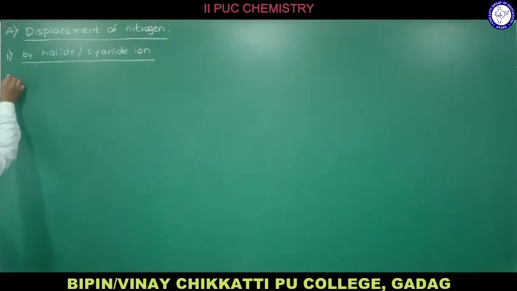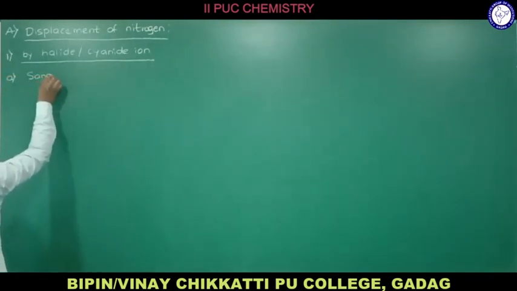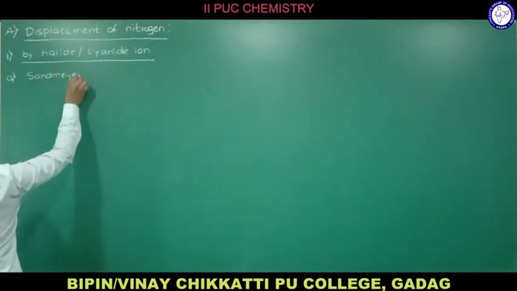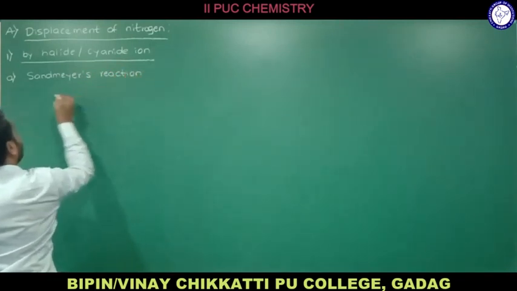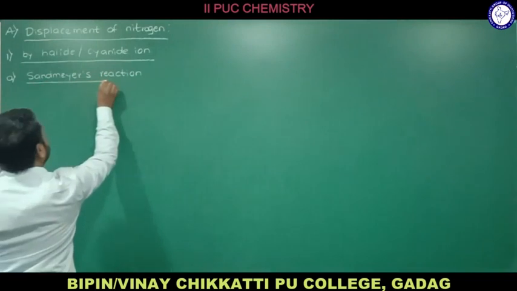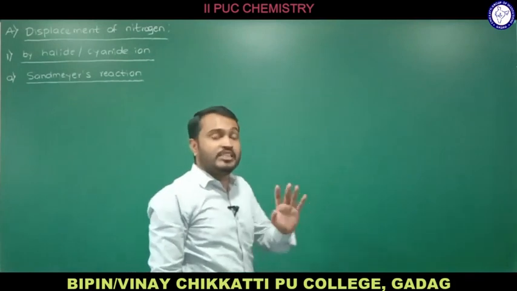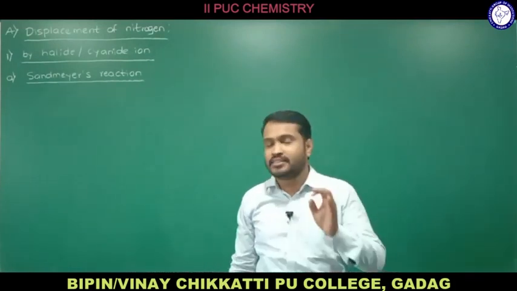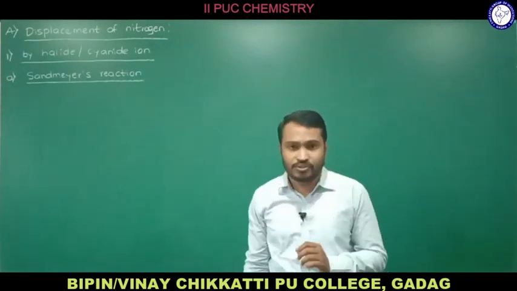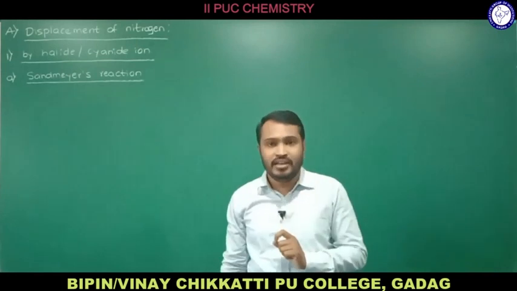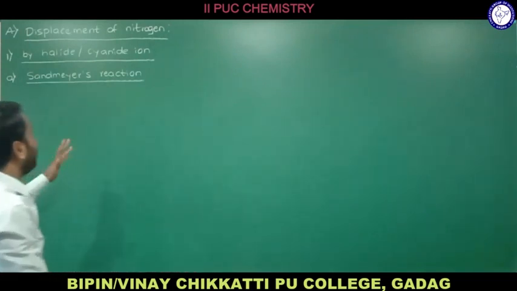In that we have two well-known named reactions. The first one is Sandmeyer's reaction. Named reaction it is. And in this particular case, the nitrogen is going to be displaced by halide ions like Cl minus and Br minus, or cyanide ion, CN minus, ions of benzene diazonium chloride, and the respective halide of benzene we are going to get. So how can we write these reactions?